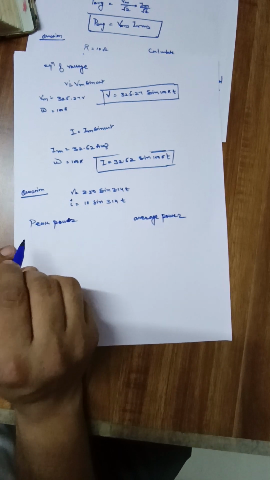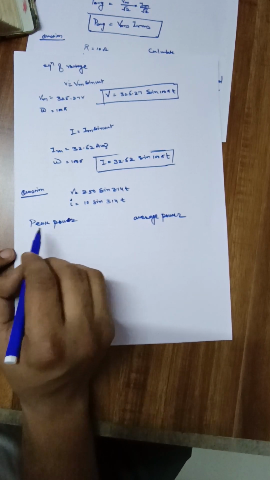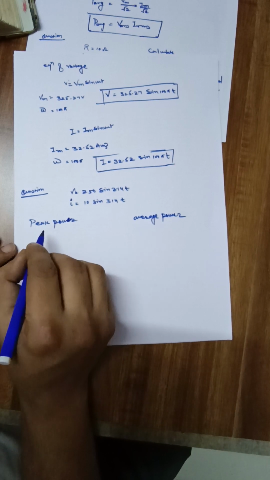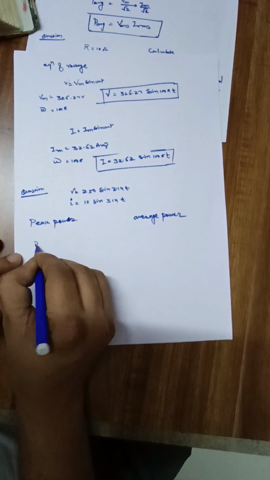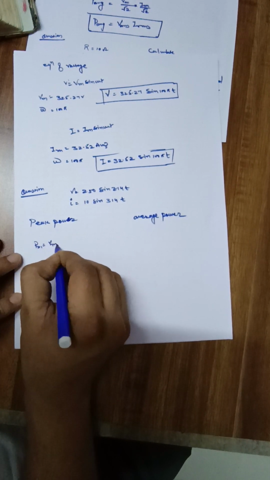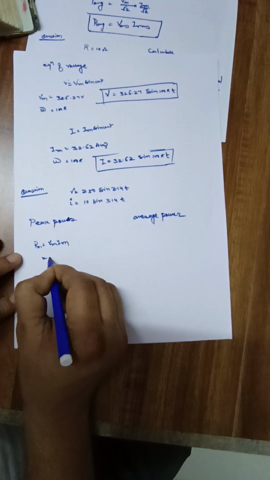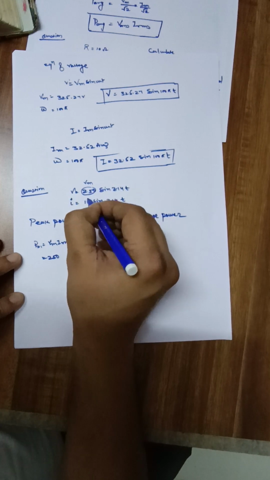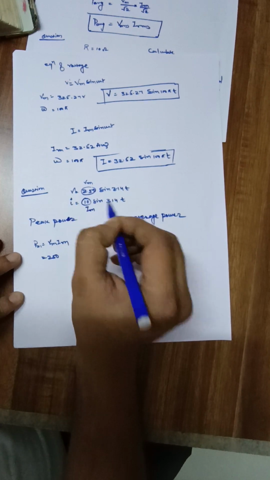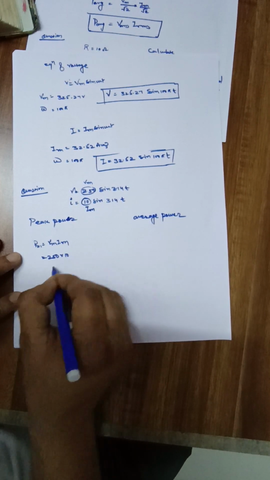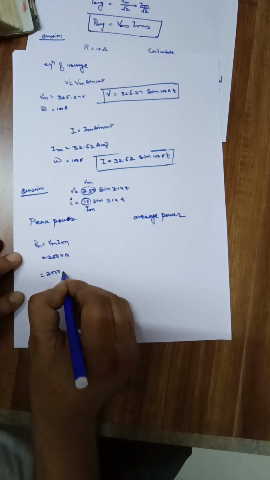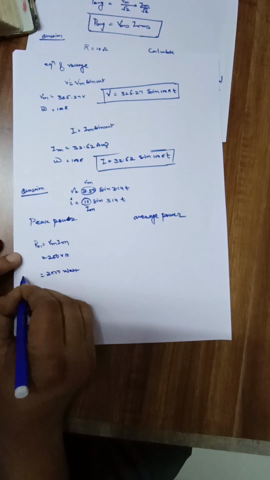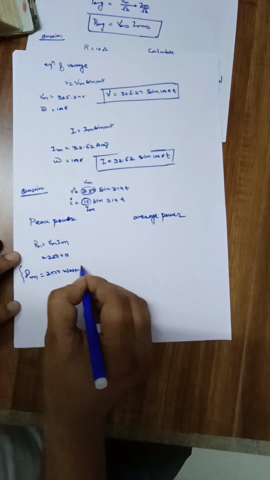Don't have any misconception about peak factor and peak power. Both are different. Clear? So what will be the peak power? Peak power Pm will be equal to Vm into Im. Here Vm is 250 and Im is 10. So 250 into 10. So it will become 2500 watt. Clear? This is your Pm.